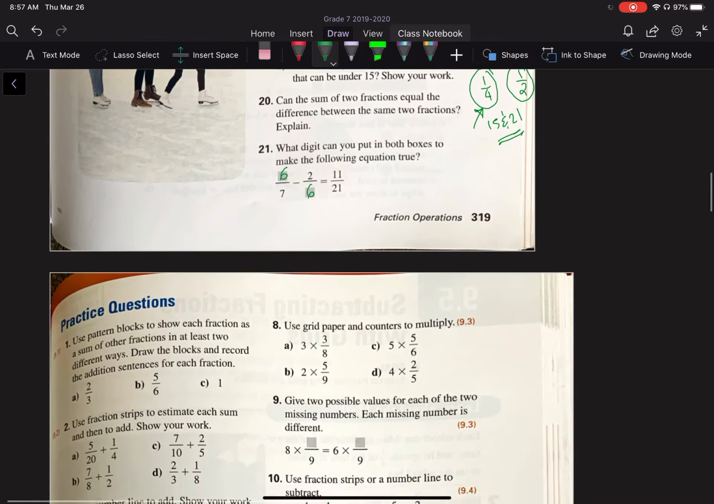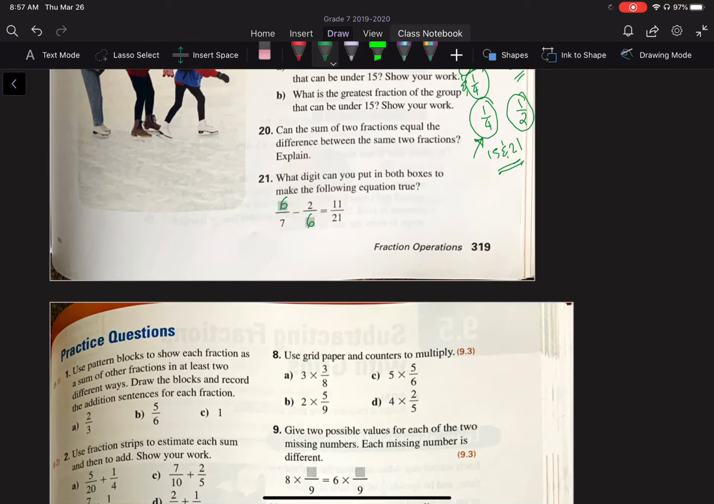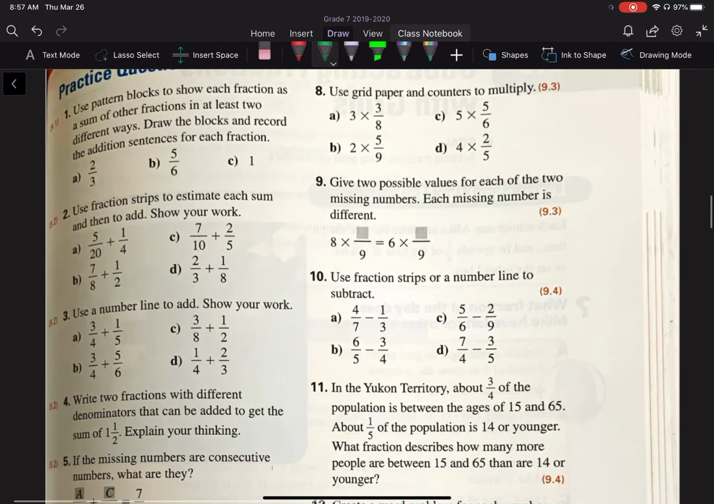Just before we finish this up, the answer to question number 21 is 6. And I want you to see how 2 over 6 is actually 1 over 3. So it's the same as writing 1 over 3 here, and it will give you that answer. If you struggled with this one, don't worry about it. We are moving on to multiplication.